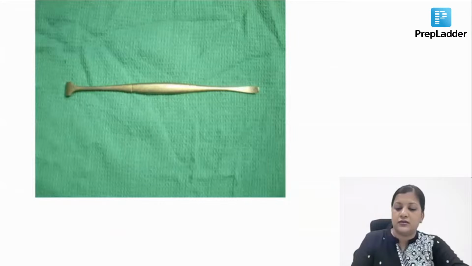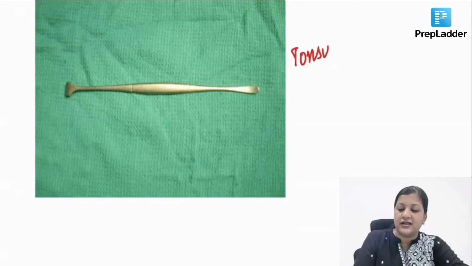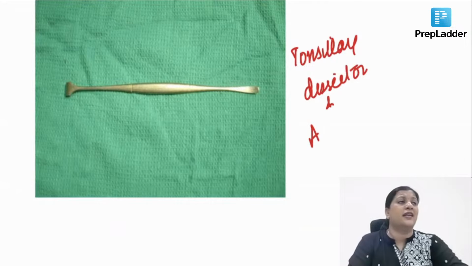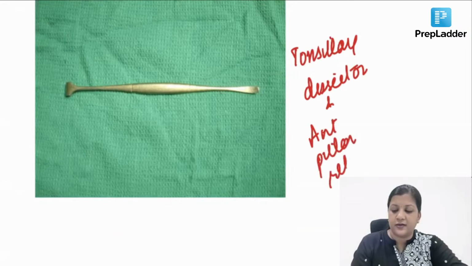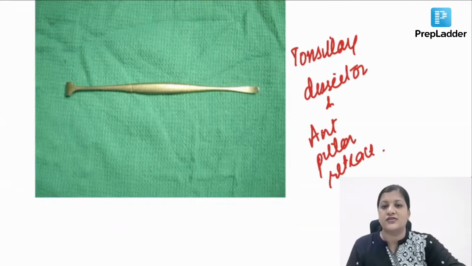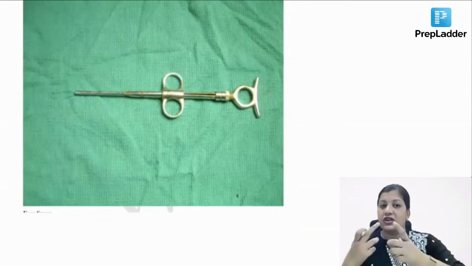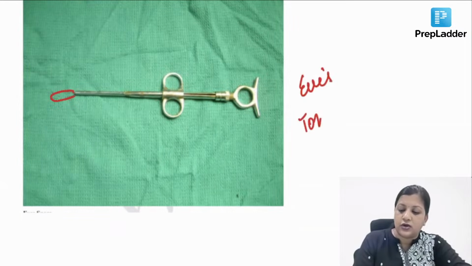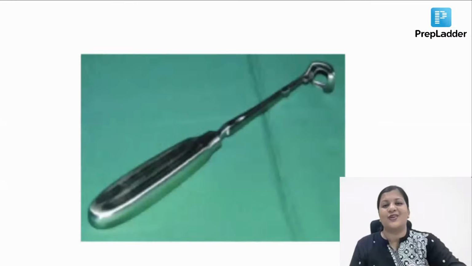Then this is your Mollison's tonsillar dissector and anterior pillar retractor. So this is tonsillar dissector and anterior pillar retractor. Okay, this is used for dissecting the tonsil from the tonsillar bed. And once you have dissected the tonsil, you want to cut it with this snare that is present. This is called as the Eaves tonsillar snare. Right? So these are the instruments that we use for tonsillectomy.